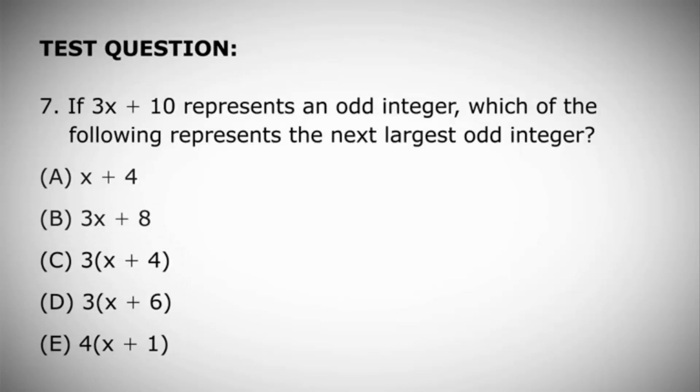Now that we've gone through a couple of exercises, let's try a test question. Number 7 asks us, if 3x plus 10 represents an odd integer, which of the following represents the next largest odd integer? Now, before we look at the answer choices, I want you to think about actual numbers. Let's say we're thinking about the number 3. When you have 3, how do you get to number 5? What do you need to do to 3 in order to get to 5, which is the next largest odd integer? All you would need to do is add 2.